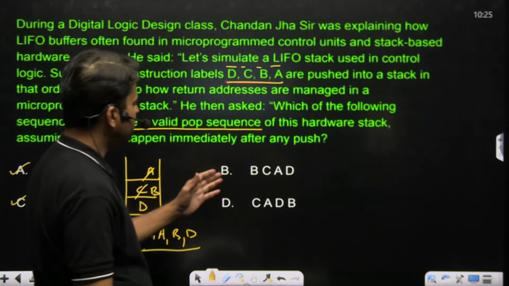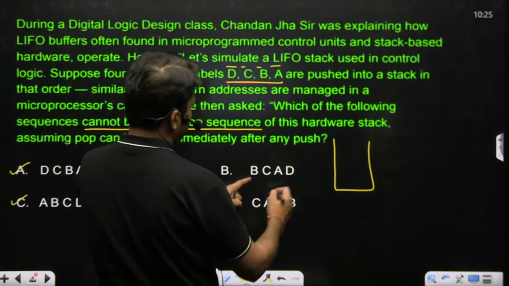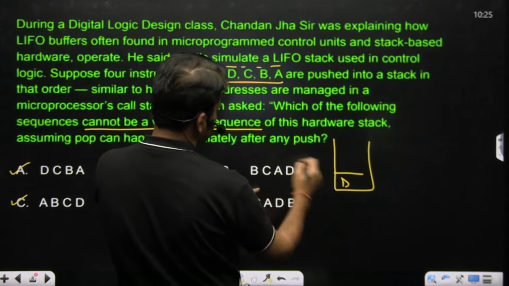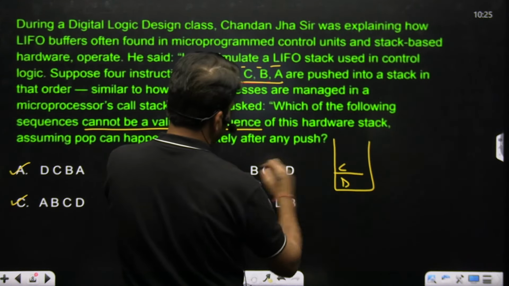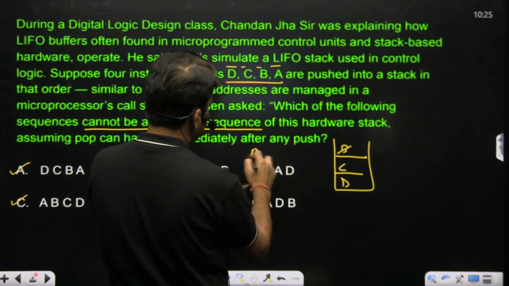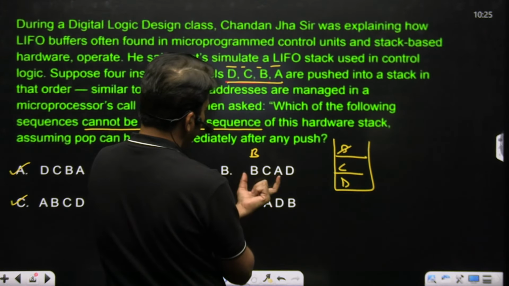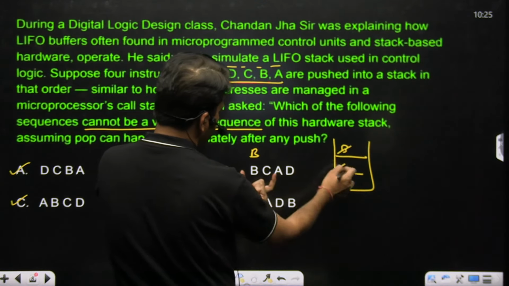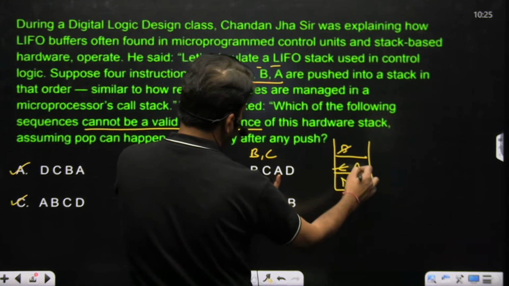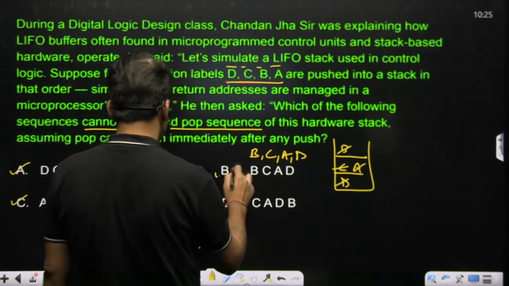What about B? In case of B, push C, D here, because this order is first C, and then B. And then pop B, because you have to answer in this order. First B, and then push C. Then push A, and then pop A, and then D. So this is possible. This is valid also.